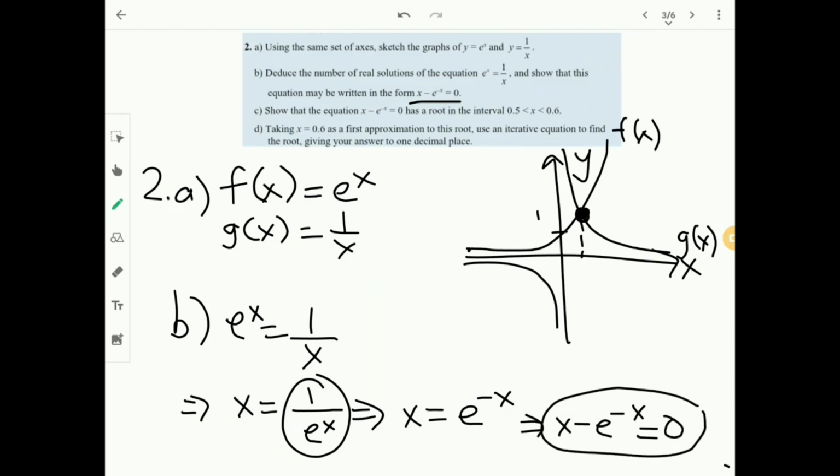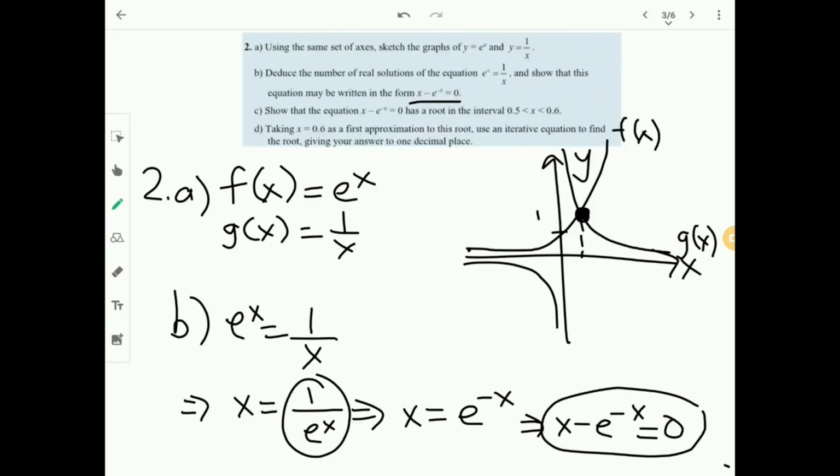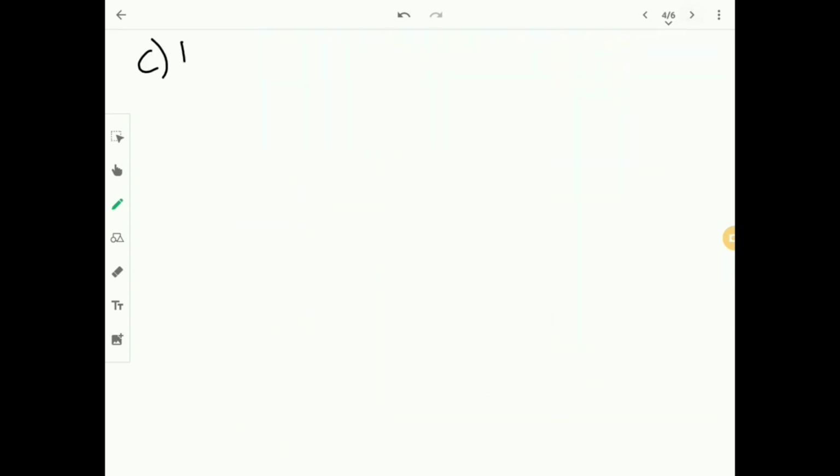And wait a second, this looks extremely familiar. It's the same equation from activity 1, but we shouldn't say that it's the same question, it's a different question, so let's resolve it. This time we have to show that it has a root between 0.5 and 0.6. So let's call this new function h of x equals x minus e to the minus x, and let's see h of 0.5 and h of 0.6.